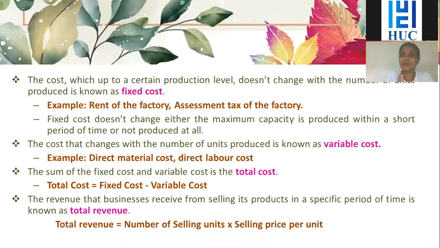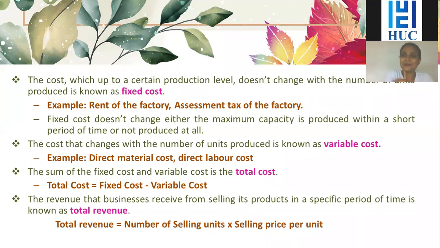Then we learned a few equations. Here, under the first point, you have some examples for fixed cost. And under the second point, you have some examples for variable cost. Then total cost: how do we calculate it? Fixed cost plus variable cost, not minus.